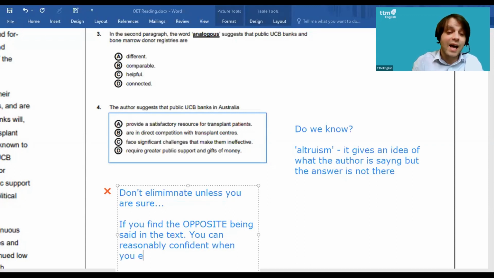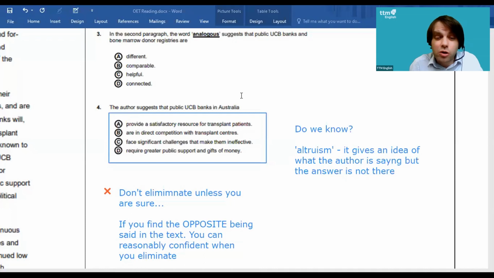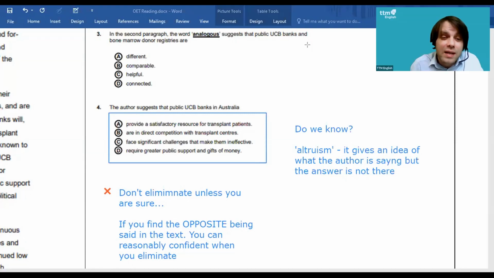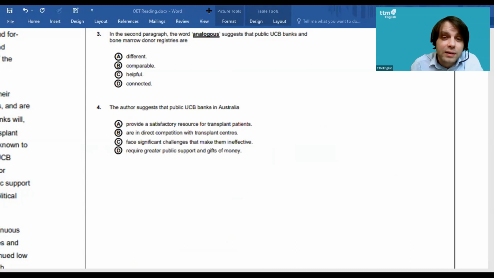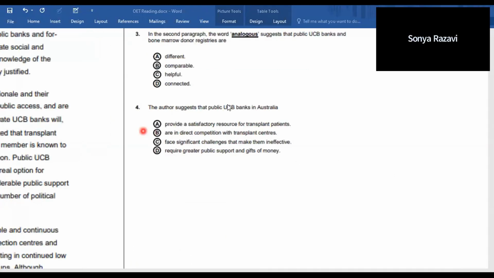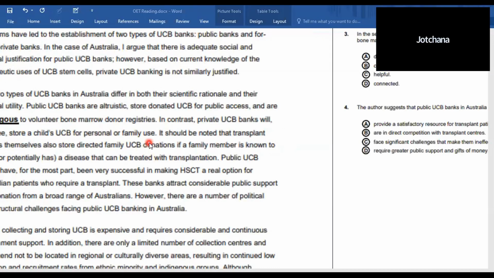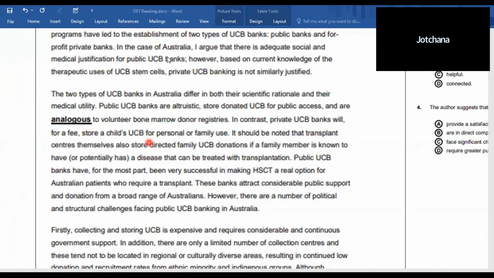But in this case, I'm not confident, so I'm not going to eliminate. I'm just going to leave that alone. Instead, we're going to find keywords. But do we have a rough idea of what the answer is, or should we just reread the whole thing? We will reread the whole thing, because in this case we're not really sure. What does the author say about public banks?